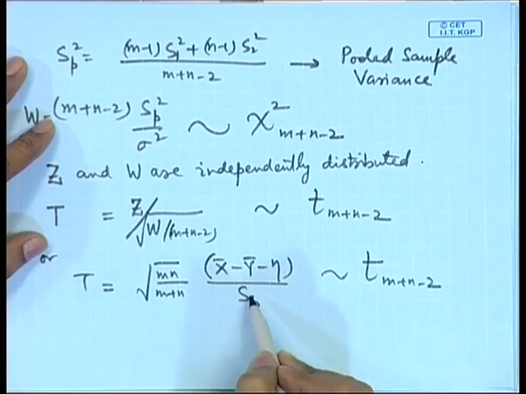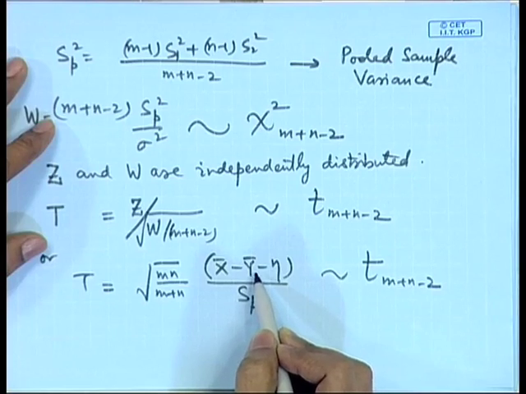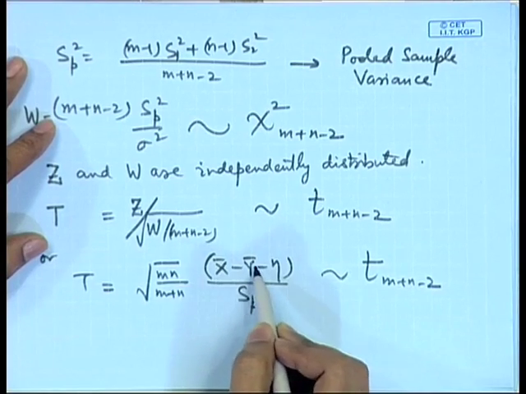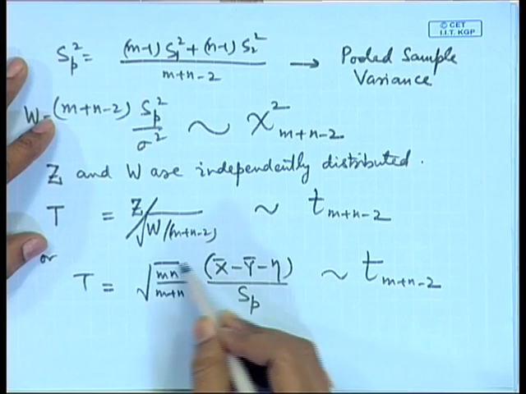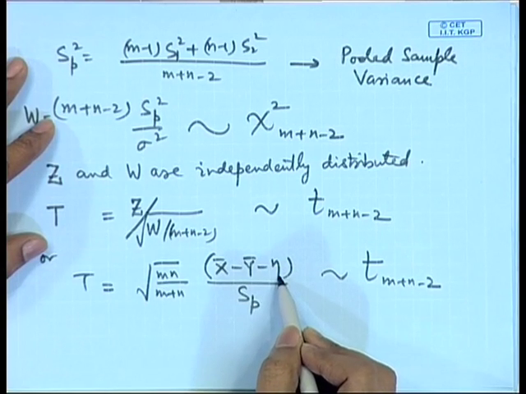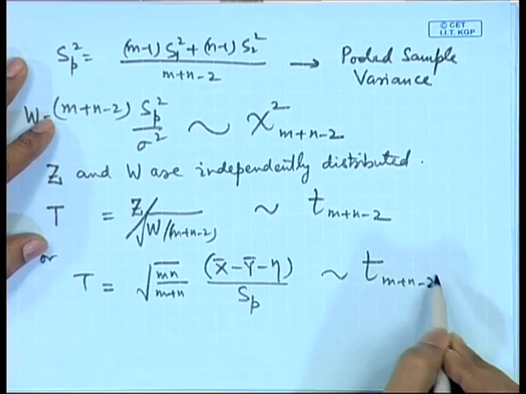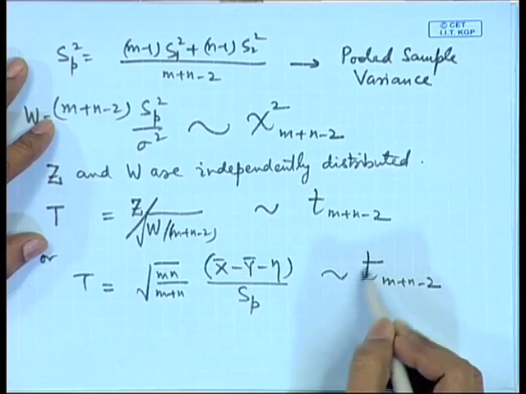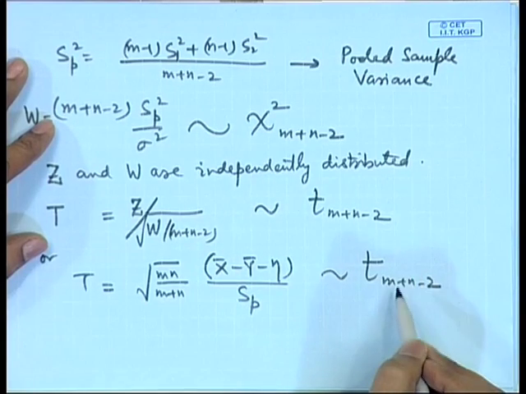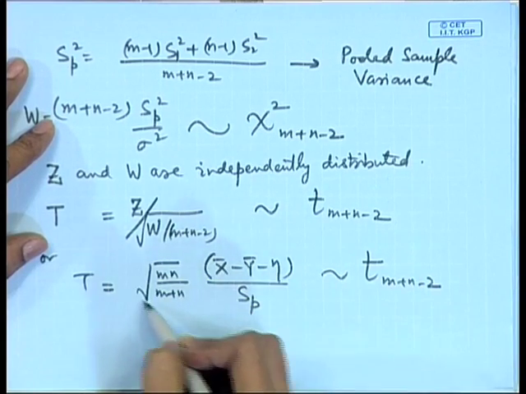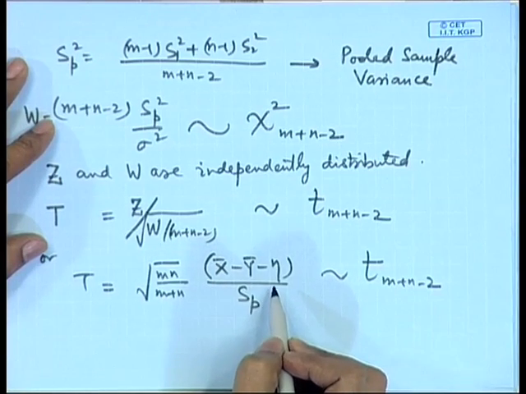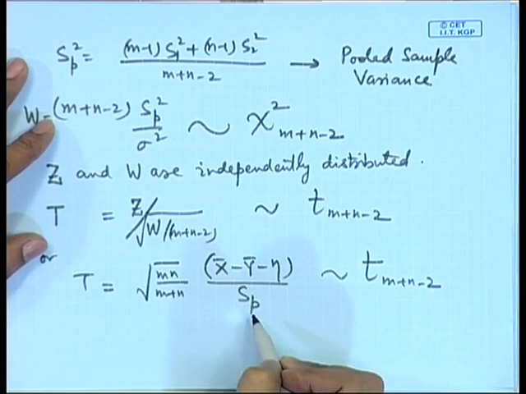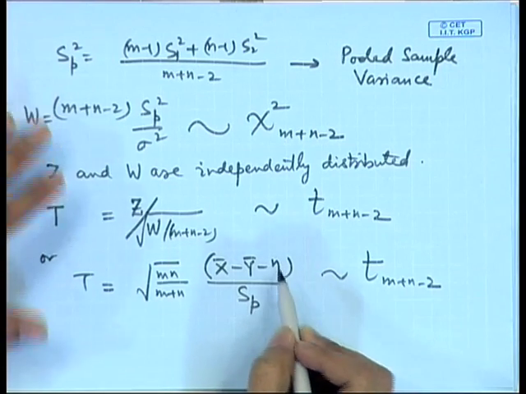Now, let us observe, given the samples x i's and y j's, we can evaluate x bar, y bar and s p, and this involves the parameter eta for which we need the confidence interval, and the distribution of this quantity is free from the parameters of the distribution. Therefore, this value t can be considered as a pivot quantity, and we can make use of this to construct a confidence interval for eta, that is mu 1 minus mu 2.